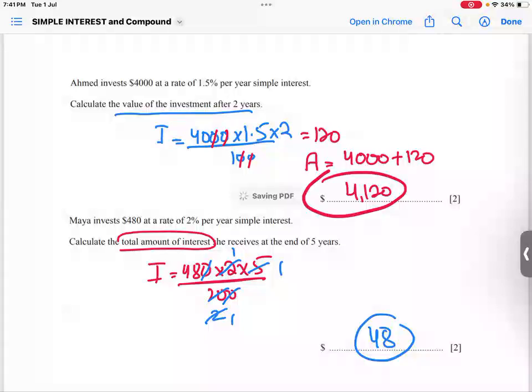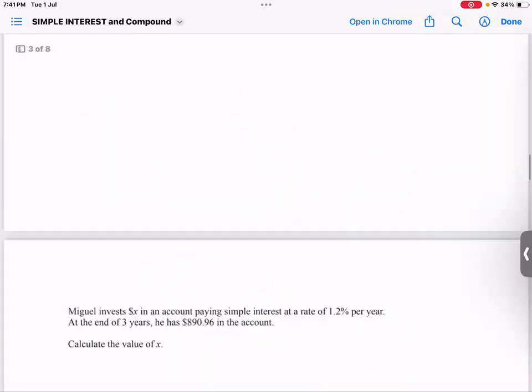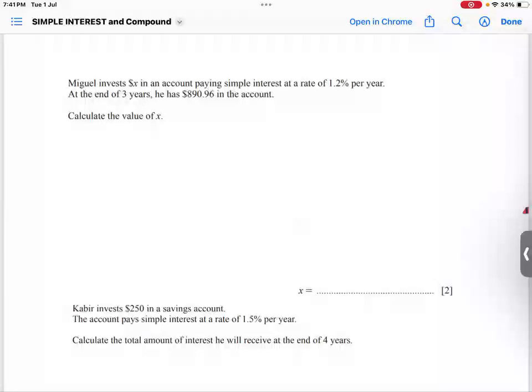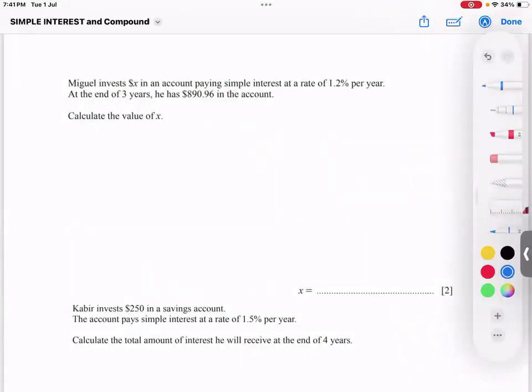Now we'll move towards the next part. Next question we have. McGill invests X dollars in an account paying simple interest at a rate of 1.2 per year. At the end of 3 years, he has 890.96 in the account. Now, we don't know the principal amount, and this is basically important. At the end of 3 years, he has 890.96. So this is known as the amount, the total amount. This is not an interest amount.